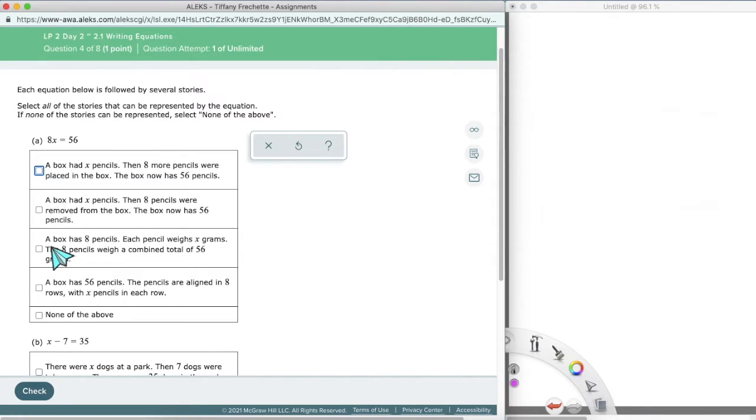A box had 8 pencils in it. Each pencil weighs X grams. Okay, so I have 8 pencils, and I have my word "each." Now we're talking about weight, so we have X grams.